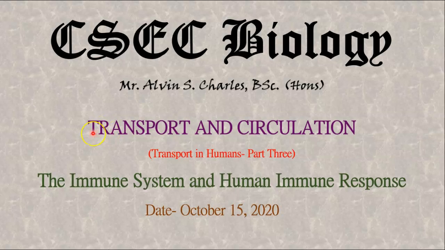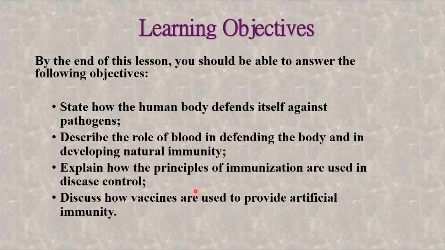Under the topic of transport and regulation in humans, today we will be looking at the immune system and human immune response. By the end of this lesson, you should be able to answer the following objectives.